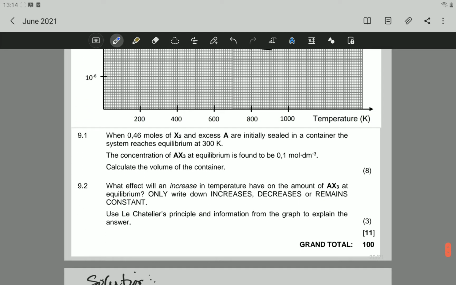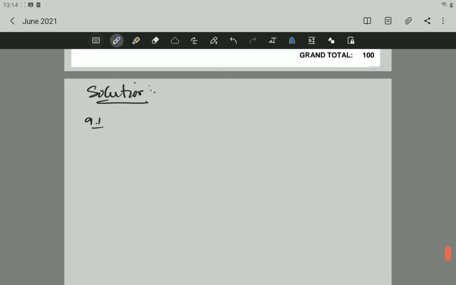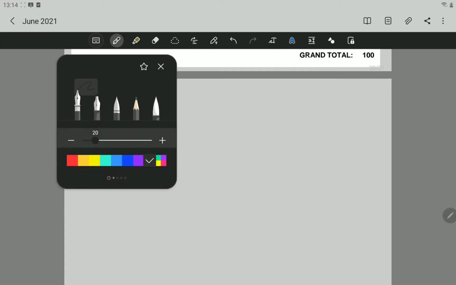Now 9.1. When 0.6 moles of H2 and excess of A are initially sealed in a container, the system reaches equilibrium at 300 Kelvin. The concentration of AX3 at equilibrium is found to be 0.1 mole per decimeter cubed. Calculate the volume of the container. Now, before we go on, let's record very small things. We're not going to be spending a long time here.